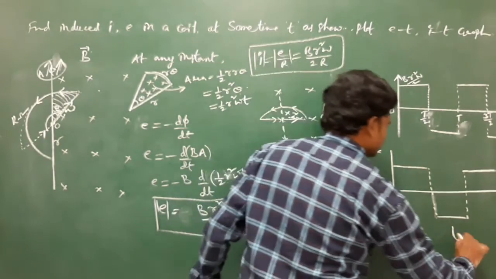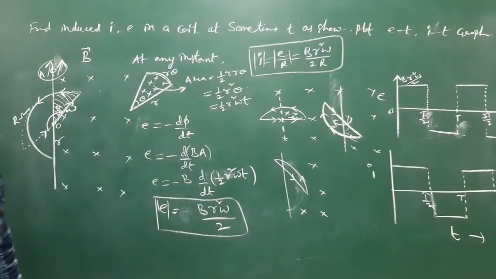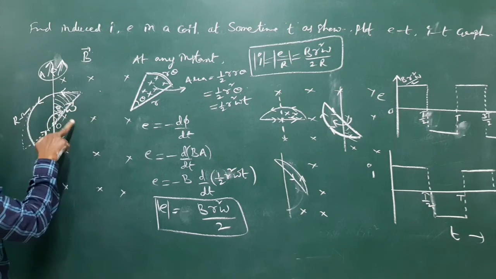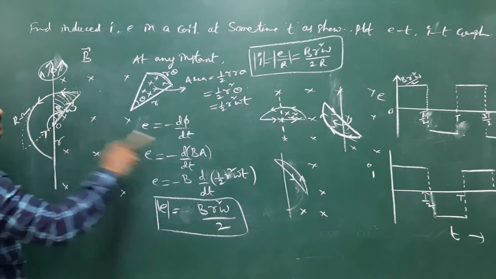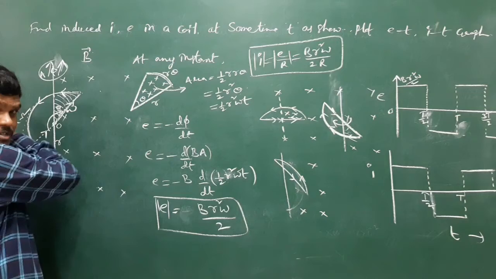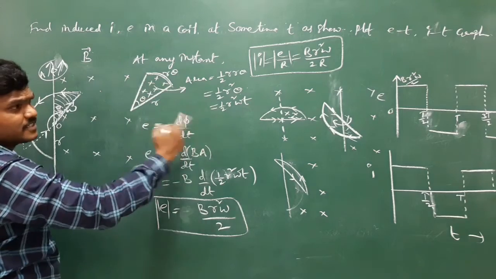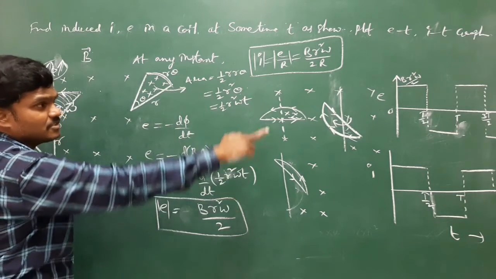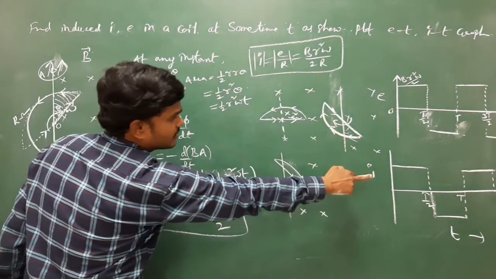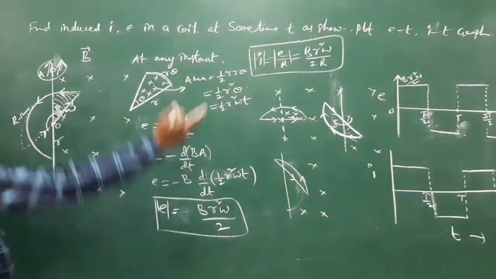So this is I versus T. T by 2, T. You will get the graph in that manner. See, once it enters up to T by 2 time, the flux is increasing and it is in anti-clockwise direction. That's why I am taking anti-clockwise as positive. Once after T by 2 time, from T by 2 to T, if it comes out, then flux decreases, so the direction of induced current changes. So that's why I have taken clockwise current as negative. Then we will get a graph in that manner.